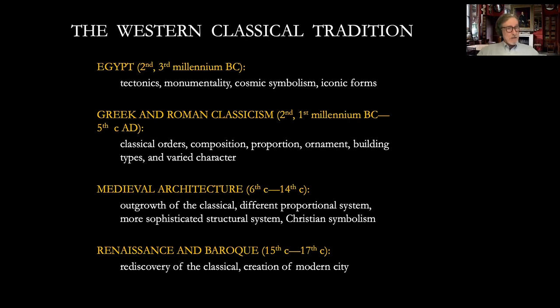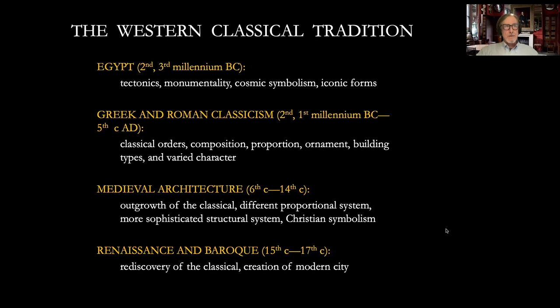Then we move on to medieval architecture, the 6th century through the 14th century. This really can be seen as an outgrowth of the classical, but with very different proportional systems. So the bits and pieces of the architecture are similar, but the proportions are often dramatically different. We see the great cathedrals, Gothic cathedrals, for example, where the proportions are very stretched and attenuated. And that's often what we see in Gothic architecture.